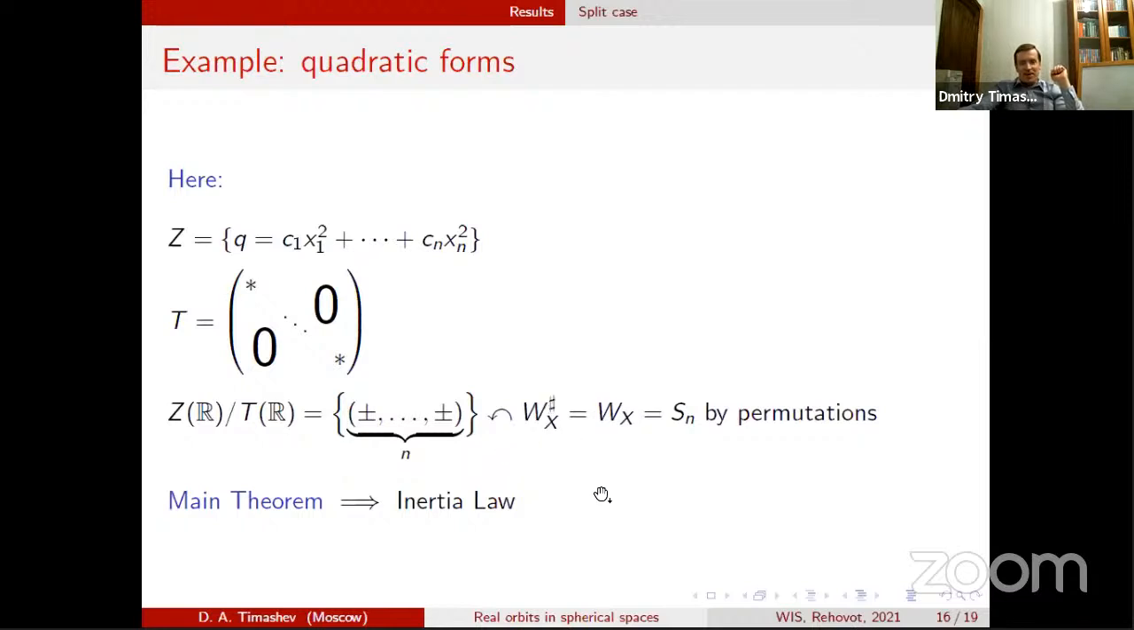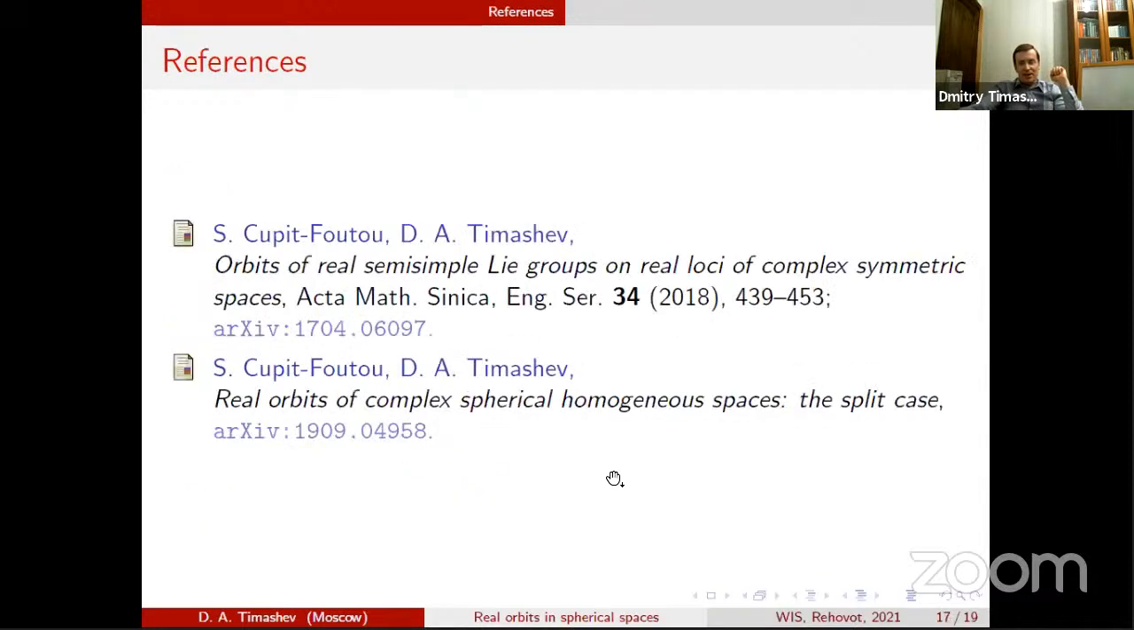Maybe this is the point on which I can finish. Let me show you the last slide, on which you see some references. The first paper is already published. It is about the symmetric case. And the second paper, so far not published, is about the split case. In these two papers, you can find more details on what I have talked about. Thank you so much.